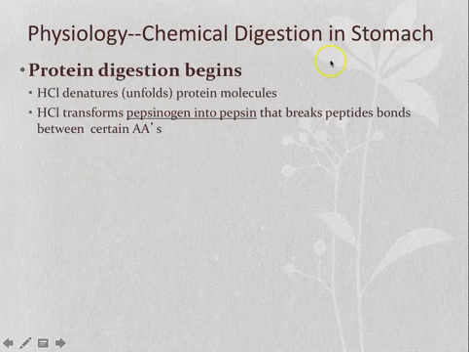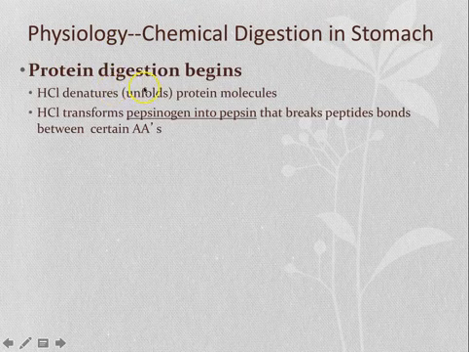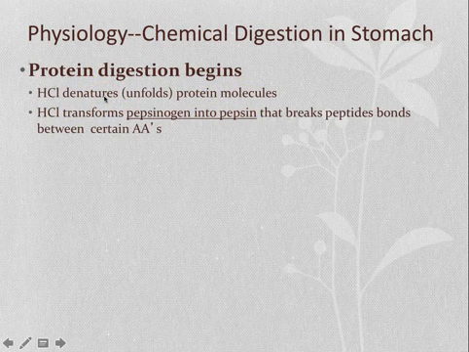Other chemical digestion in the stomach. So again, protein digestion is going to begin here. Hydrochloric acid is going to denature protein molecules. By denaturing them, it's altering their physical structure permanently. Again, it's going to transform pepsinogen into pepsin.